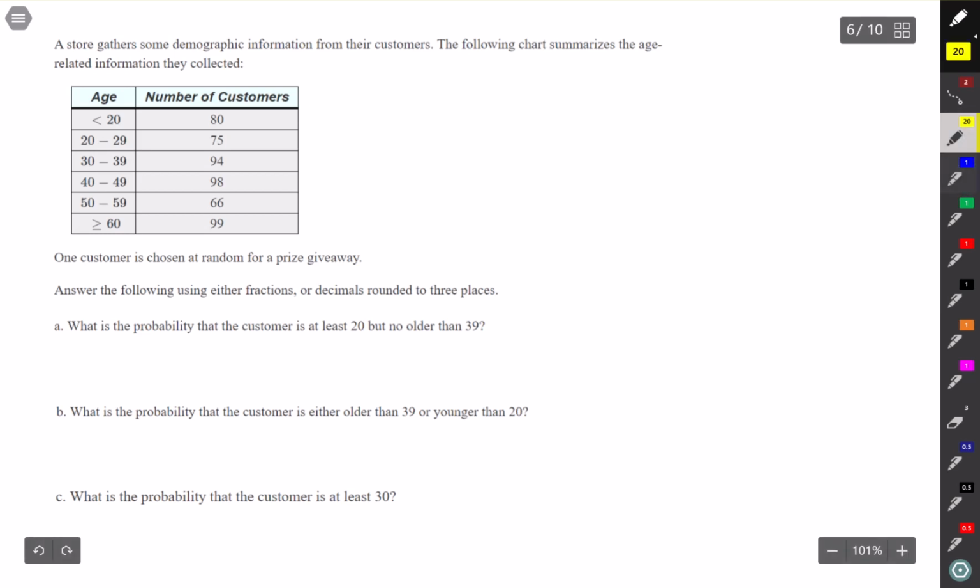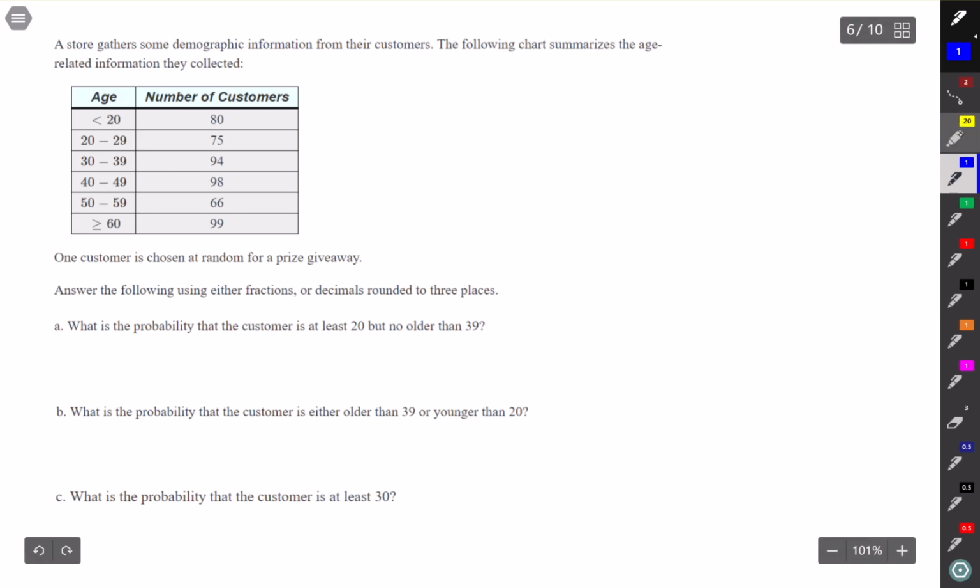So notice the demographic information is ages, and these age groups don't overlap. So we don't have to worry about any individual person being in two different age groups, obviously, which means any probabilities that we want to combine, we can just add together. So let's take a look at the first question. What is the probability that the customer is at least 20, but no older than 39?